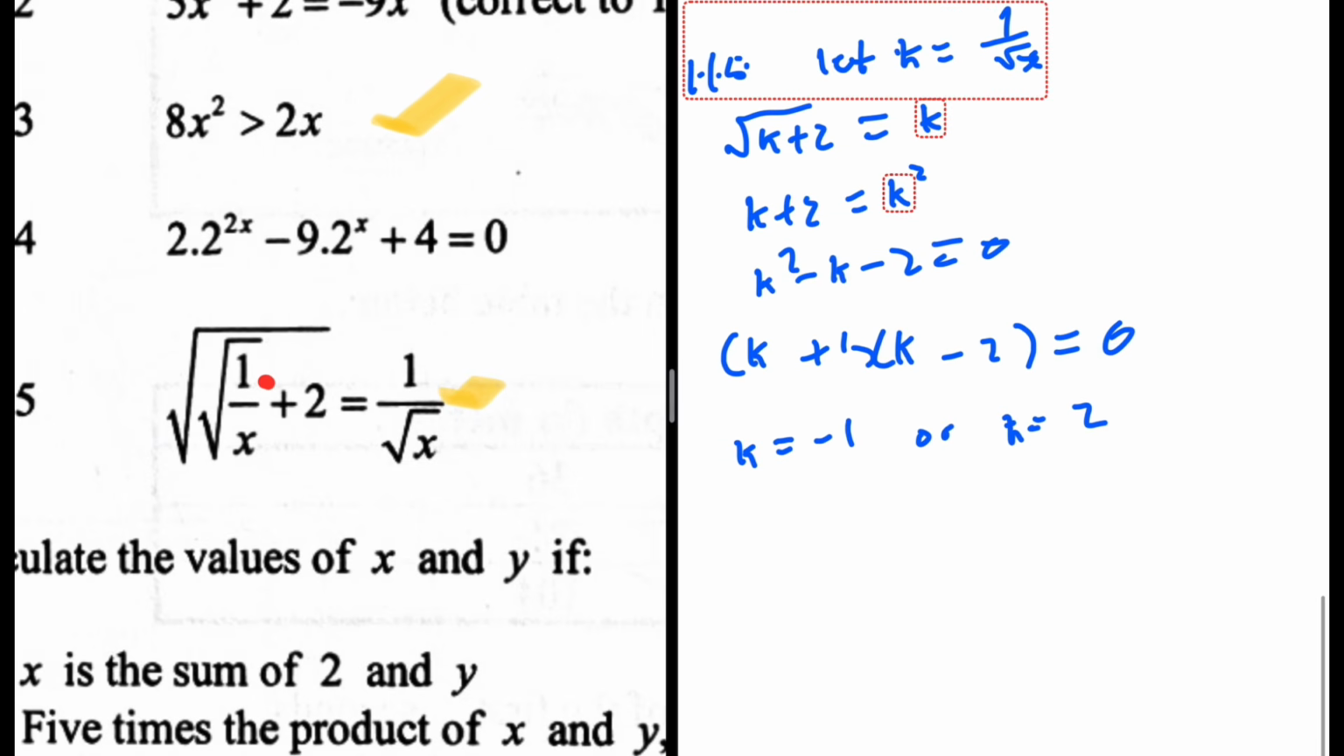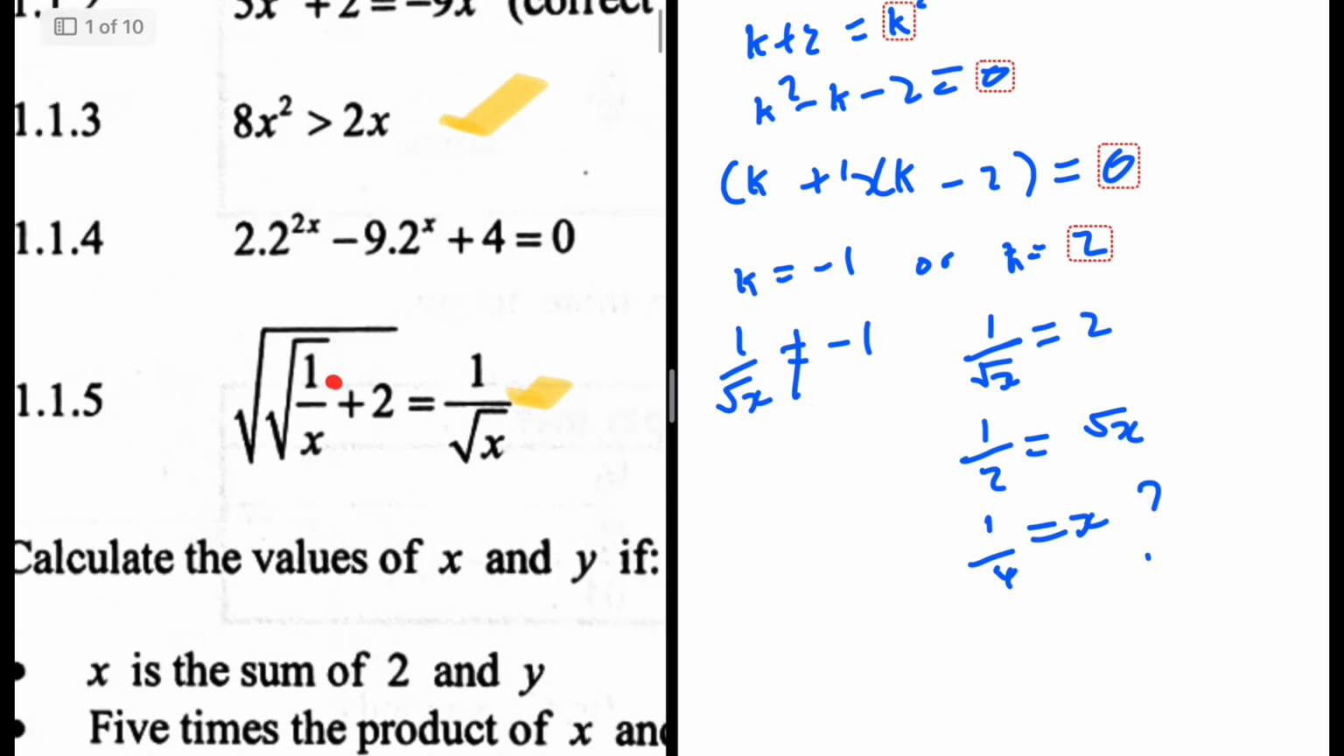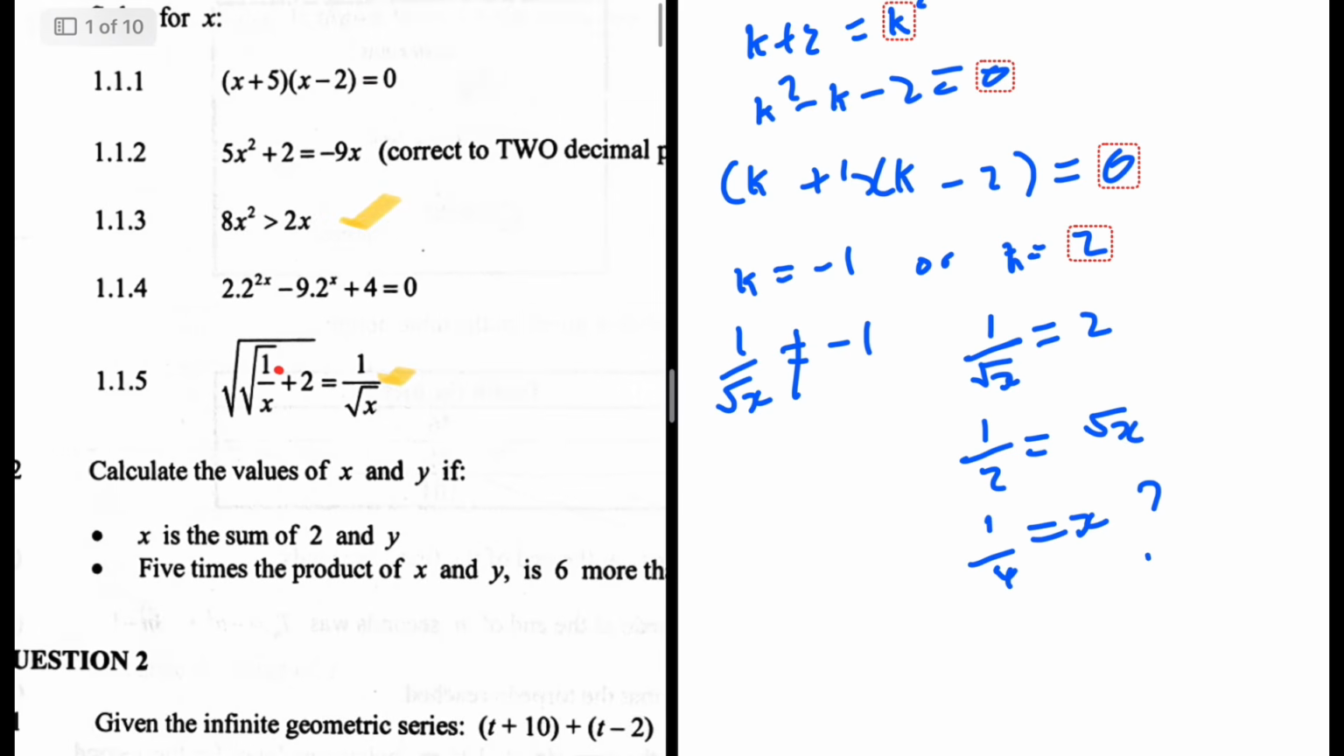So let's see if that makes sense. k is 1 over square root of x. This is equal to minus 1. Is that possible? No, it is not. So this cannot be possible. What about 1 over square root of x equals 2? That seems fine. So 1 over 2 is equal to square root of x. So we square both sides. What do we get? 1 over 4 is equal to x. Is that what we get? Seems like it. Right, that is 1.1.5.